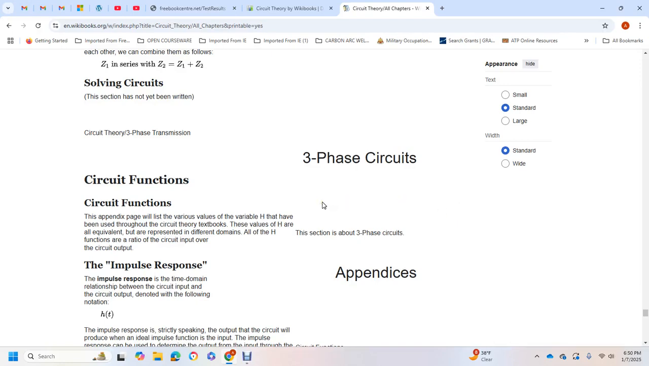Alright, three-phase circuit. Circuit function. Circuit function depends on the value of the variable h, as in the circuit theory textbook. The values of h have the equivalent response in a different domain. All of the h functions are the ratio of the circuit's input to the circuit's output.